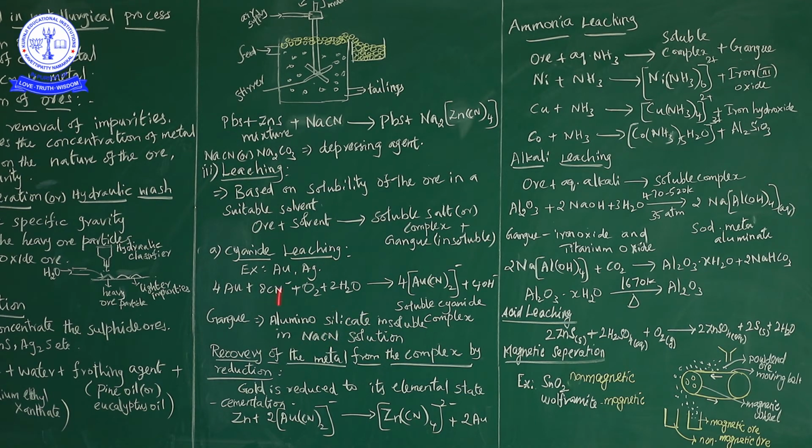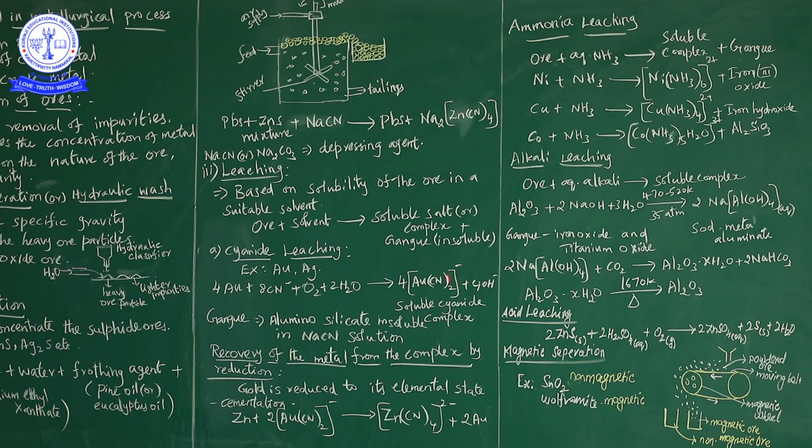So alkali cyanides are used for cyanide leaching. It may be sodium cyanide or potassium cyanide. So the gangue particles are insoluble in aqueous sodium cyanide solution. In this cyanide leaching we get only the soluble complex form. But we are not able to get the crude metal. We still have not got the crude metal.